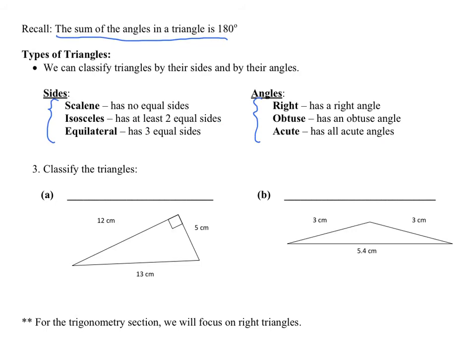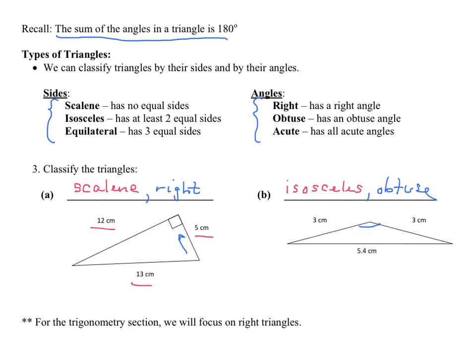Well, by sides, all the sides on this triangle have different lengths, so it's a scalene. And it has one right angle, so this is called a scalene right triangle. Good? And then on B here, we realize that there's 2 sides the same, so it's called an isosceles. And you'll notice that the angle right here is greater than 90 degrees, so it's called an isosceles obtuse triangle.